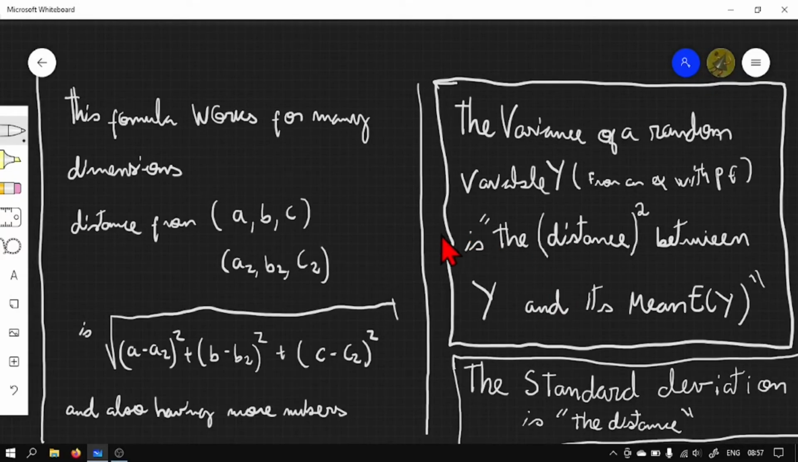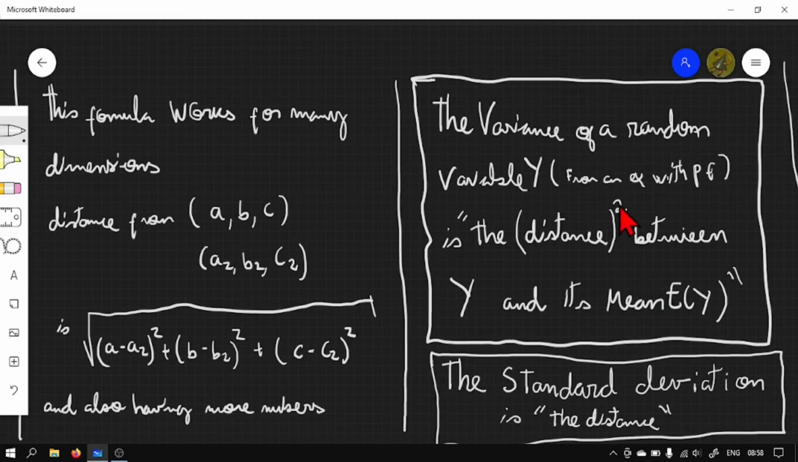Now, this is, well, not a definition, but a way to think of the variance of a random variable. And the random variable, we will call it y. So we can think of it as the distance squared between itself and its mean. And the standard deviation is the distance. So the standard deviation will be the square root of the variance. In other words, if here we have the distance, then we forget this ugly square root for the variance, and we put the ugly square root for the standard deviation.